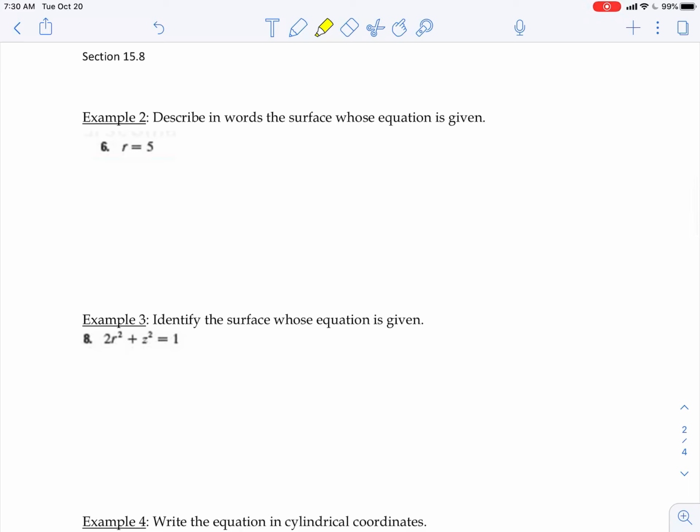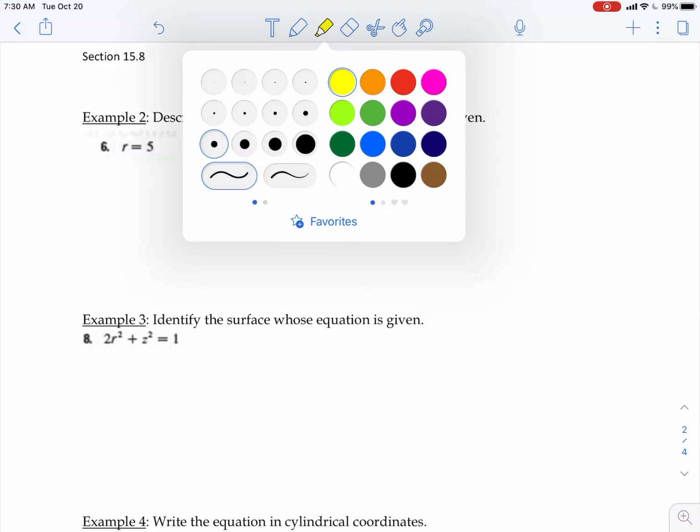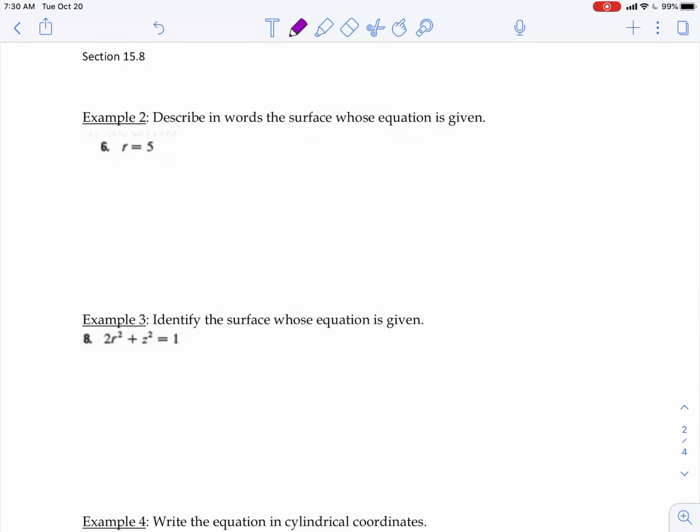All right, welcome to page number 2 of the notes, 15.8 cylindrical coordinates. What we're given are these equations in the cylindrical form. We're just going to describe in words the surface whose equation is given. So for the first one, r equals 5. R equals 5 tells you that the radius is just 5.